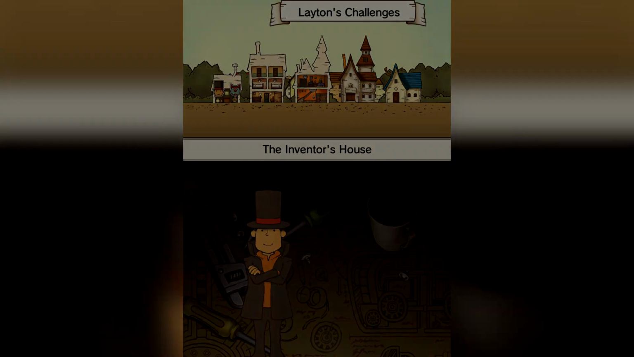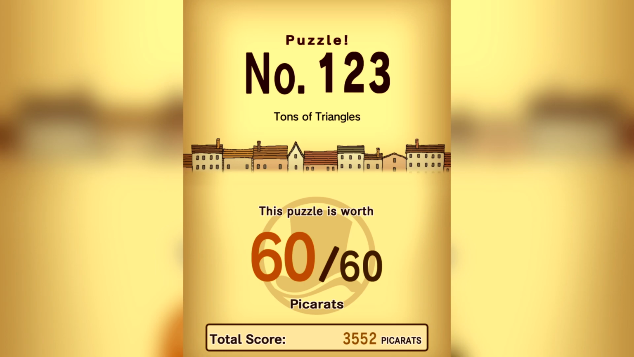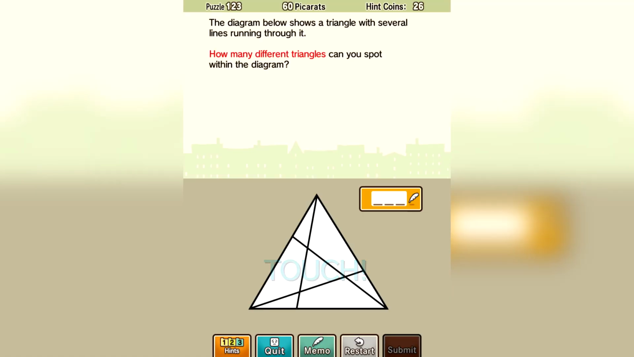And finally, puzzle 123, tons of triangles. The diagram below shows a triangle with several lines running through it. How many different triangles can you spot within the diagram?